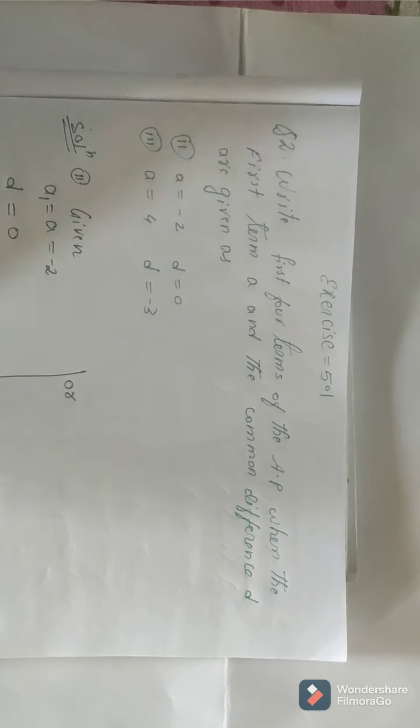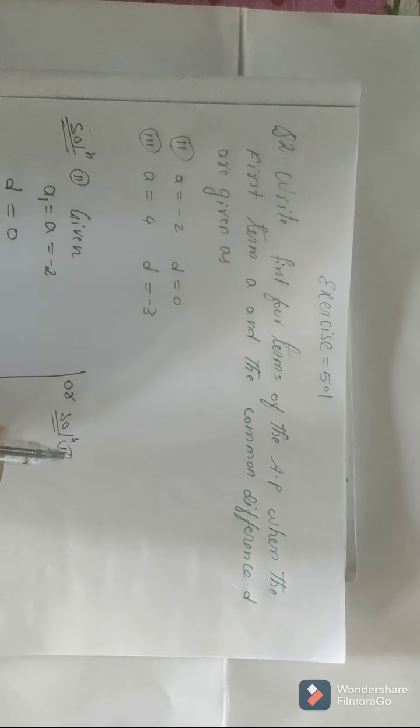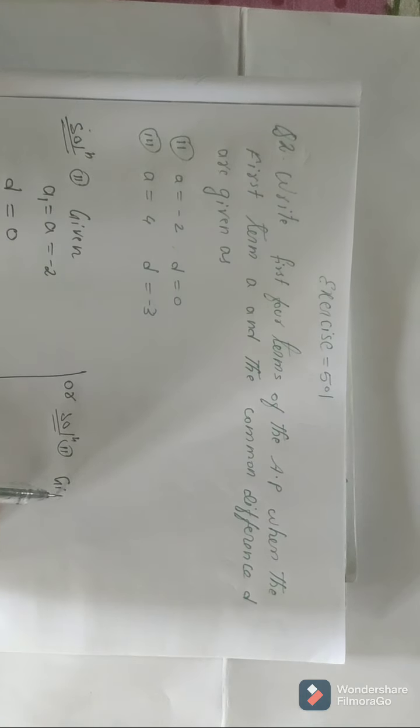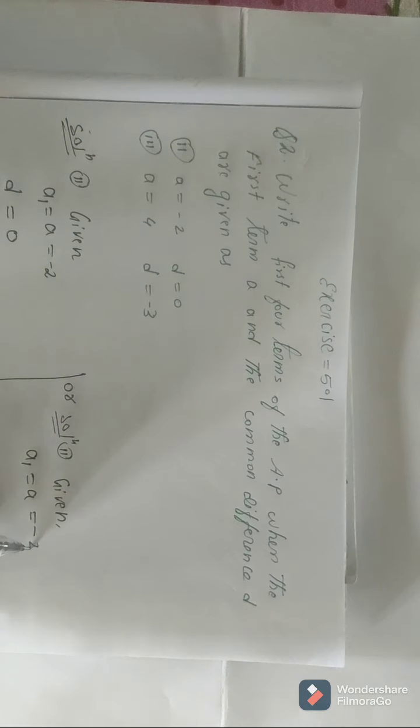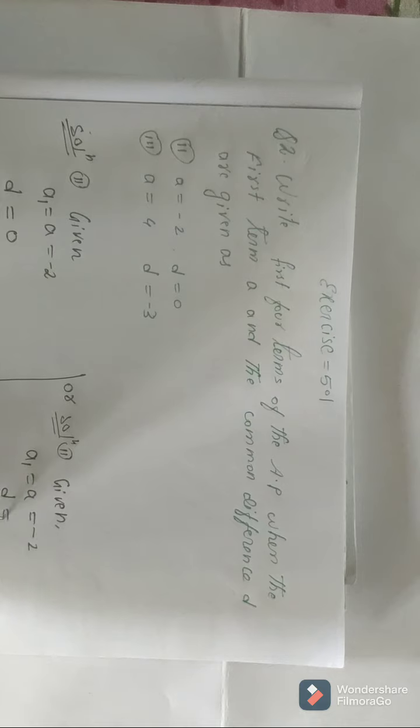Therefore you can write A4 equal to -2. Or you can use another method to solve this problem, or solution number 2. So here is the solution. It is given A1 equal to A equal to -2, D equal to 0.